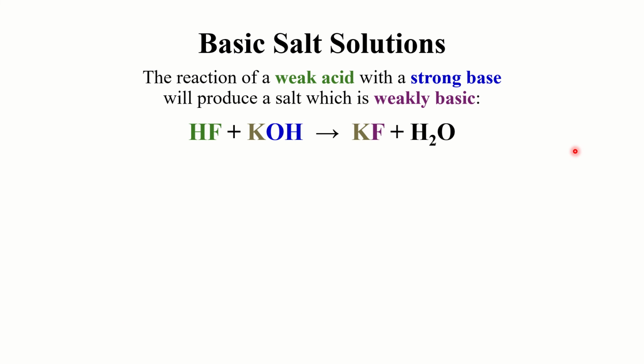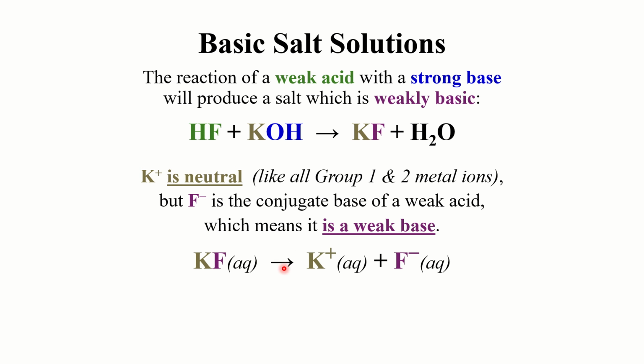Next, let's look at basic salt solutions. The reaction of a weak acid with a strong base will produce a salt which is weakly basic. So here we have HF, a weak acid, and KOH, a strong base. The base is stronger, so the resulting salt is weakly basic because the base is stronger than the acid. When we complete this neutralization reaction, our two products are KF, potassium fluoride, and water.